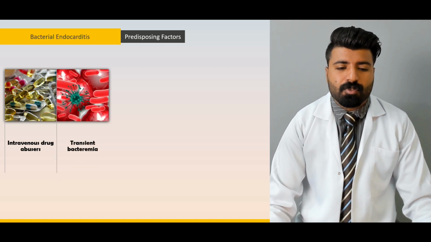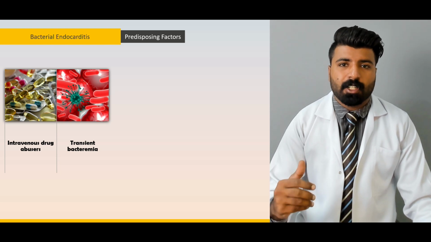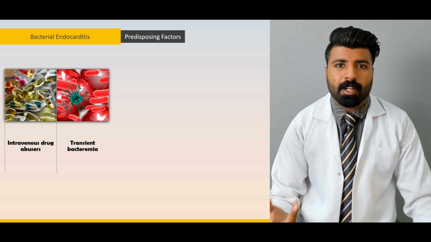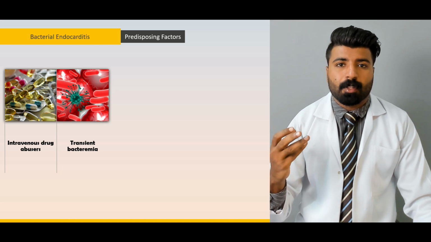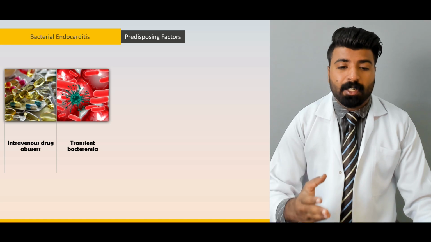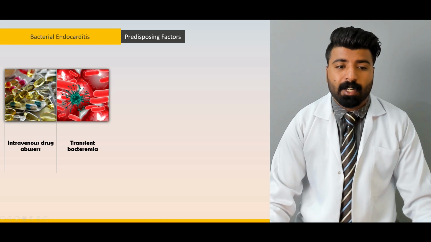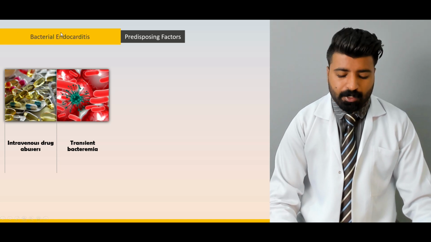Next, now we have transient bacteremia. Transient bacteremia means that if there was any infection already in the body and it has been there for a long time, that may also lead to bacteria reaching the cardiac muscles or leading to cardiac pathology of bacterial endocarditis one way or another.